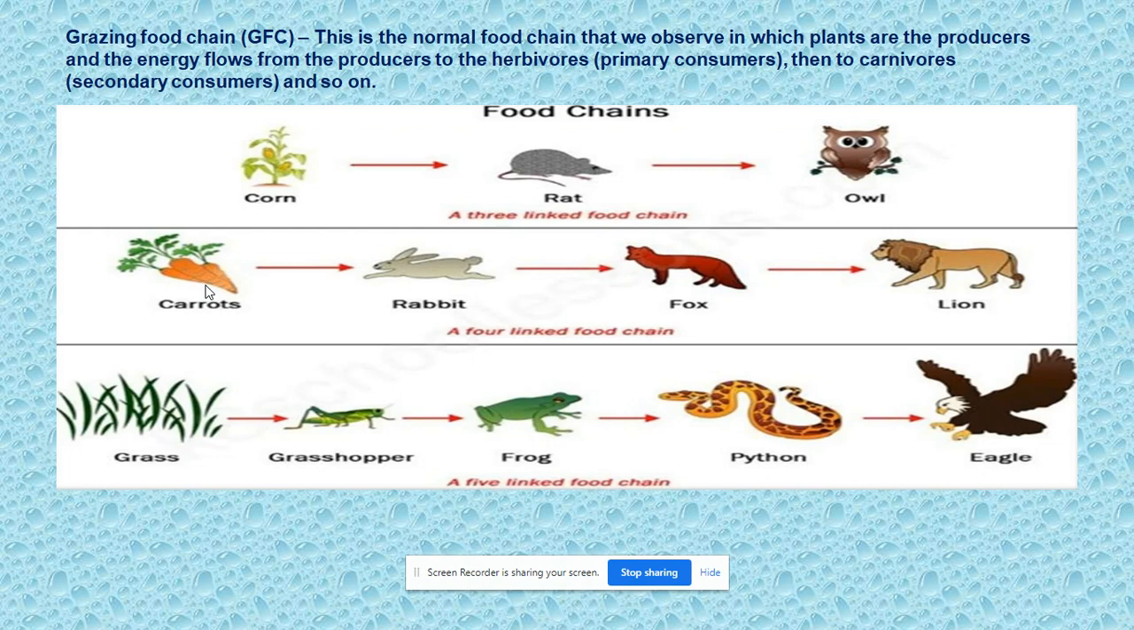Consider various food chains. A three-linked food chain comprises corn, which is eaten by a rat, which is then eaten by an owl. A four-linked food chain starts from carrots, eaten by a rabbit, rabbits are eaten by a fox, and the fox will be eaten by a lion. A five-linked food chain starts from grass, which is consumed by a grasshopper, further consumed by a frog, later a python, and finally an eagle.